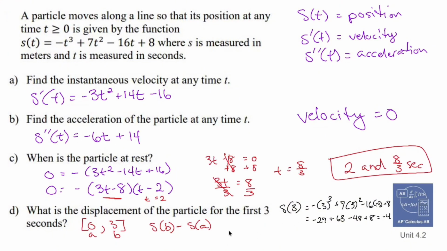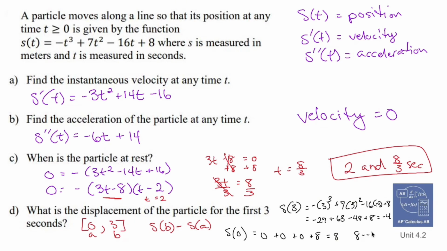Okay, so no, that's not where it starts, though. That's where it ends up. Ooh, close one. S of 0 is going to be much friendlier. S of 0 is going to be 0 plus 0 plus 0 plus 8, which is 8. So I start 8 feet in the air, whatever that means.